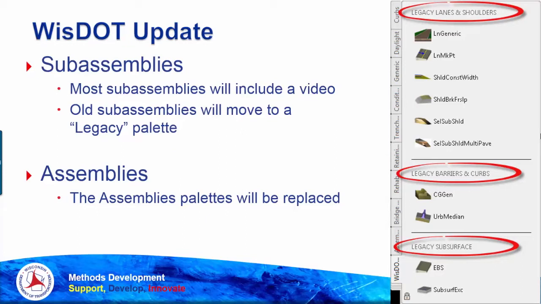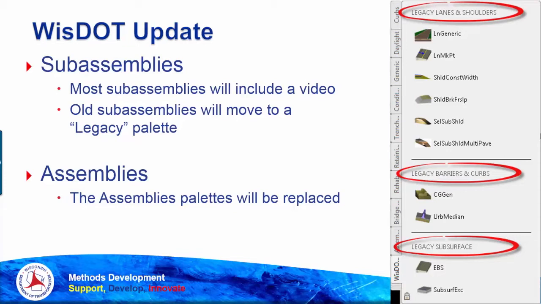That way, if there's a question of, okay, I used to use lane generic all the time, now what am I supposed to use? If you just hover on that subassembly, it'll tell you the new name of the subassembly, and you can go ahead and find that on the other palettes.